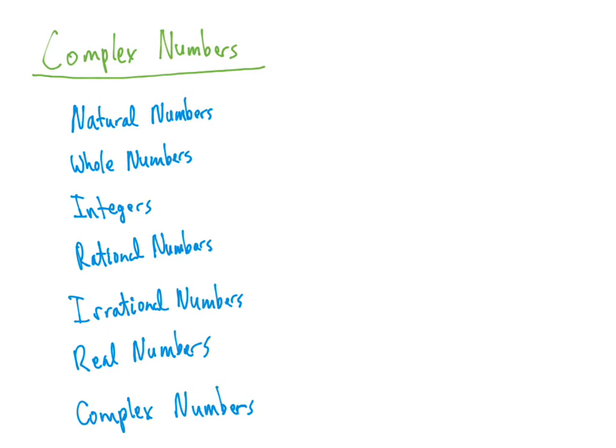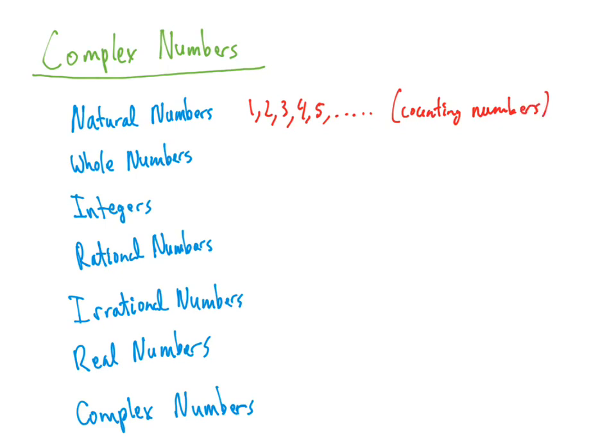First we have the natural numbers. And the natural numbers, sometimes these are called the counting numbers, because if we're going to count a pile of apples, we would start at 1 and then proceed 2, 3, 4, 5, etc. So sometimes these are called the counting numbers.